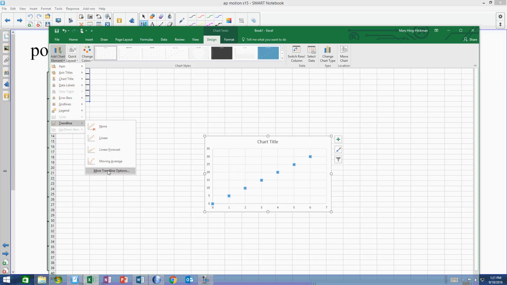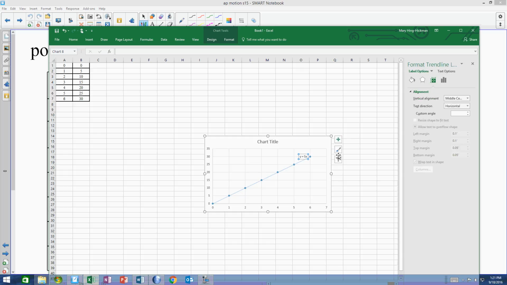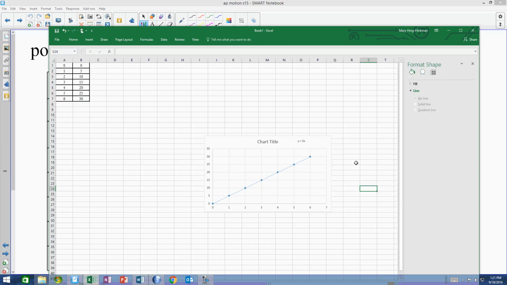The reason you want to do this is you want to see the equation for your line of best fit. Also, you can set your y-intercept to be whatever value you want it to be. I just want to have my equation on the graph. So I'm going to go ahead and do that. Select equation, and that's it. So there is my line of best fit, and there is my equation. My equation for my line is y equals 5x.